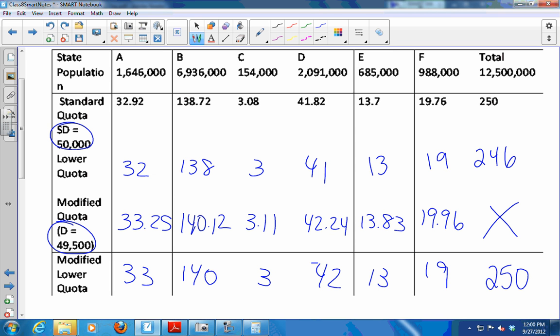So are we going to have to figure out the divisor? Yes. You're going to have to figure out the number D, the 49,500. But the magic is now there's nothing left over, so I don't have to decide who gets extras.